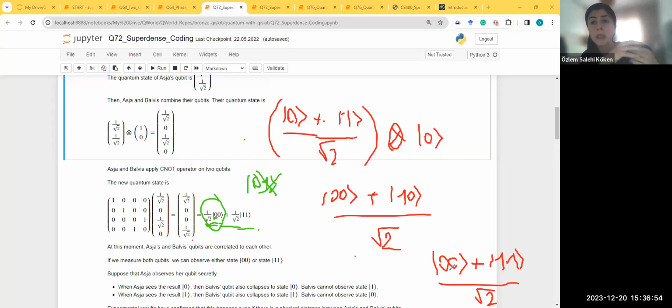So this is not something we have a classical analog of. We can have correlation classically, but this is something really different, which does not exist in classical systems. Because this quantum state collapsing to 0 or collapsing to 1 is happening at the moment Asya is making the measurement.